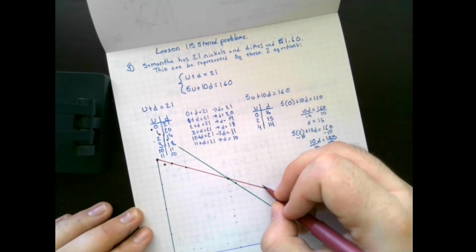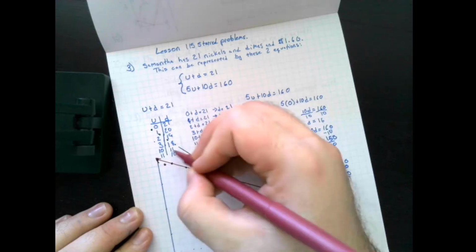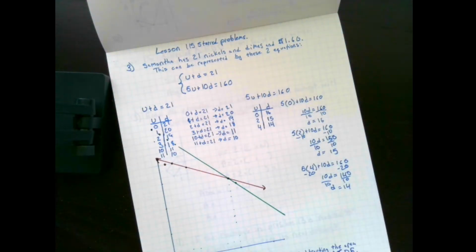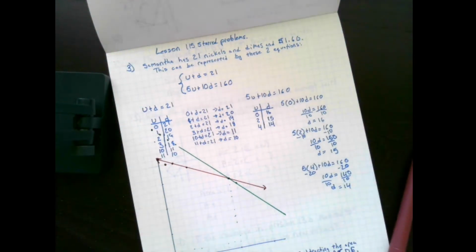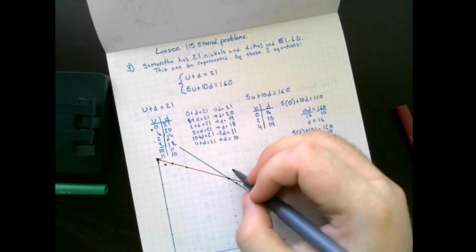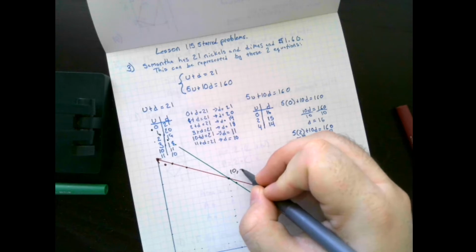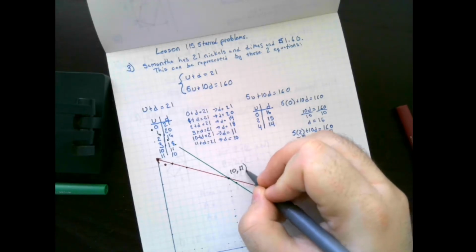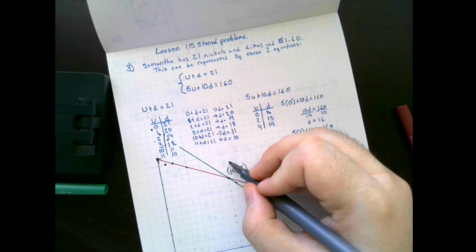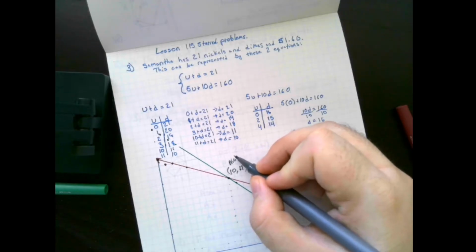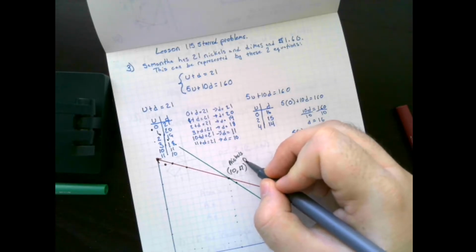And we can see that there's a clear point of intersection. And we're intersecting at this point 10, 11, which was our nickels and our dimes.